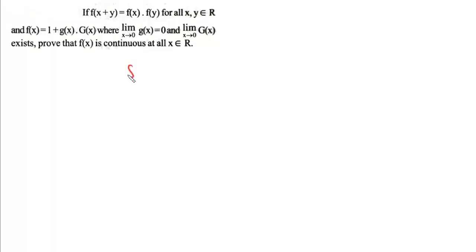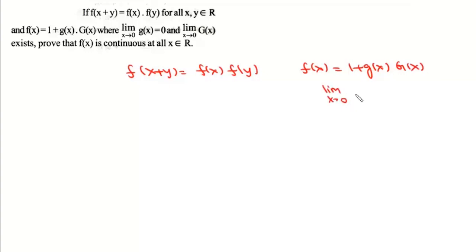Right, the question is, if f(x plus y) is equal to f(x) into f(y) for all x, and f(x) is 1 plus g(x) into capital G(x), where limit x tends to 0 g(x) is equal to 0, and limit x tends to 0 G(x) exists, then prove that f is continuous at all x belongs to R.